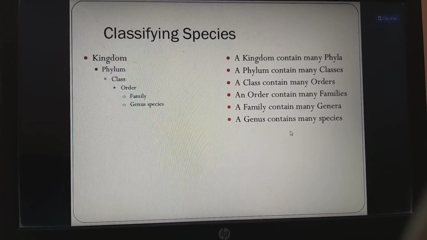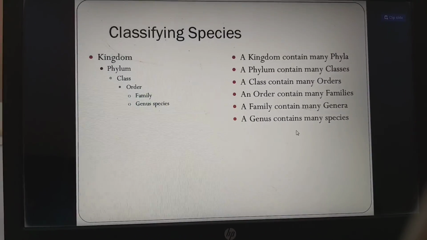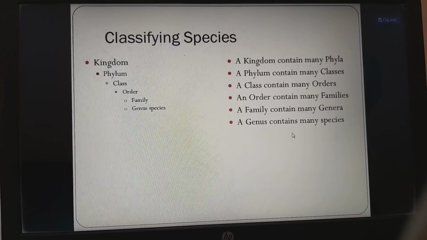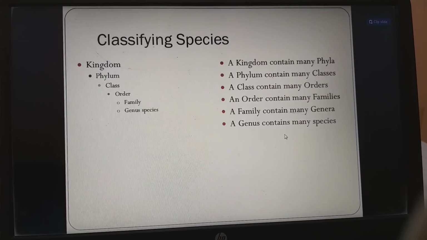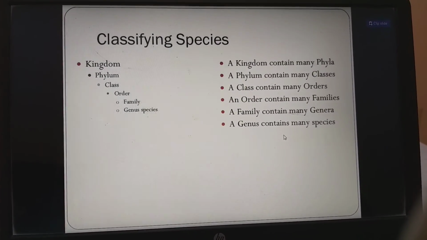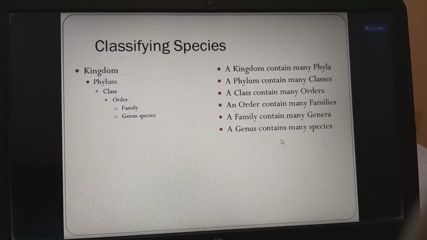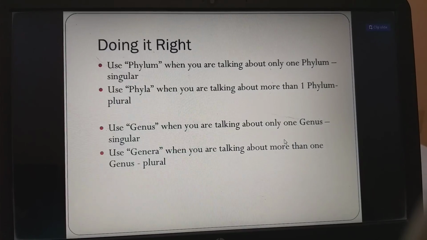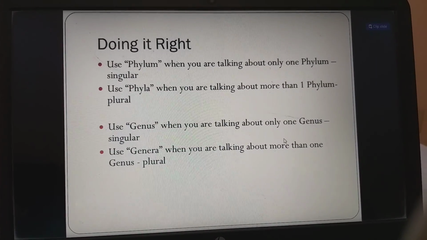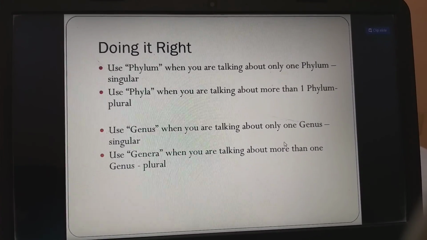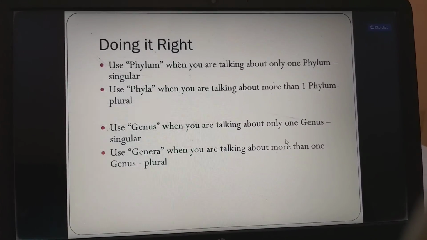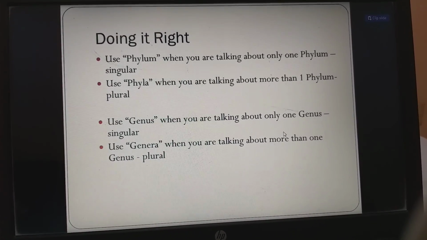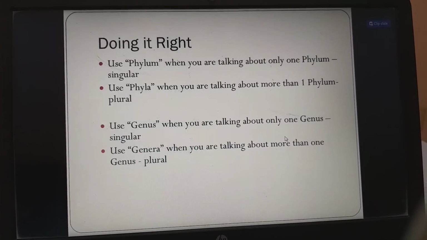Coming to the classification of species. A kingdom is divided into many phyla. Phyla contain many classes. A class contains many orders. An order contains many families. A family contains many genera. A genus contains many species. Likewise, a species can contain many subspecies. Coming to doing it right: use phylum when you are talking about one phylum. Phylum means singular. Phyla means plural. Likewise, genus means singular. Genera means plural. These terms are very important to know.